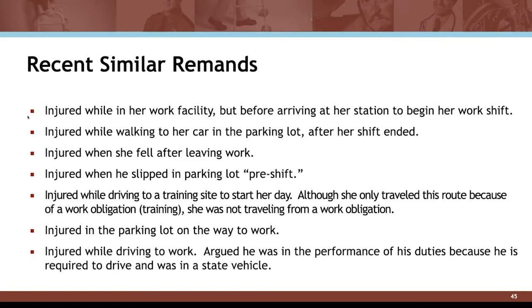The sixth one was a gentleman who was injured. He got into a car accident while driving to work. Part of his job duties was to drive to different sites every day, and he used an official state vehicle to do that. He argued that he was on duty as soon as he got behind the wheel of that state vehicle. Unfortunately, that's not true. That does not follow the case law. We had to remand his application because he was leaving his house when it happened. The fact that he was in a public vehicle was irrelevant.